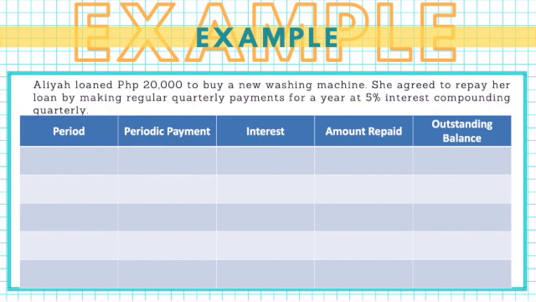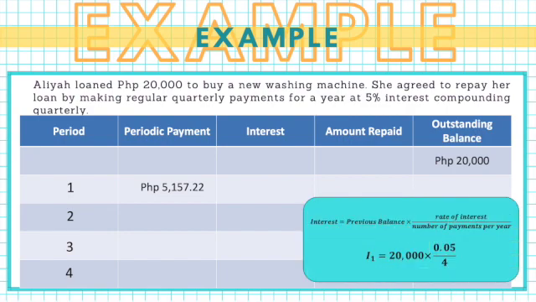Since we know that Aliyah will be making quarterly payments for 1 year, and quarterly indicates 4 times a year, therefore there will be 4 periods of payment. So she will be paying 4 times. Initially our outstanding balance is 20,000 pesos, which is the original loan. On the first quarter, she will be paying 5,157 pesos and 22 centavos.